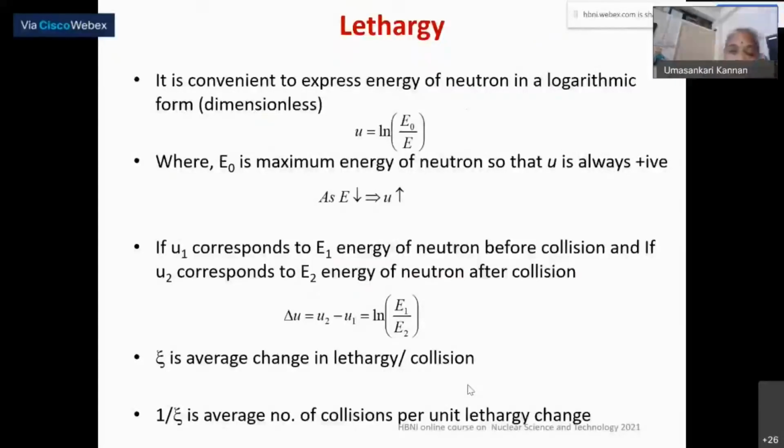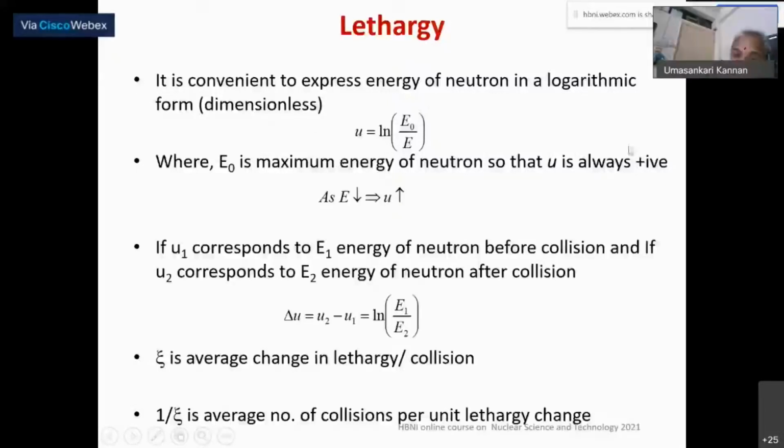Now, since this energy scale is varying from MeV to electron volts, a large scale spanning several decades, it is convenient to express the energy of neutrons in a logarithmic form, which is a dimensionless quantity. Suppose I define a factor U, which is log of E naught by E. This is the initial energy, this is the final energy, where E naught is the maximum energy of the neutron, so that U is always positive.